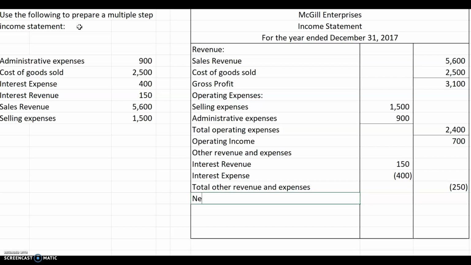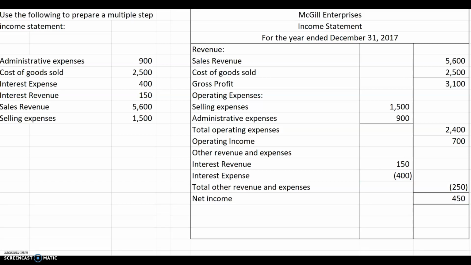And so then we can come to our net income, because we said we're not going to be doing the income before taxes and income taxes. We are going to skip that step. So $450 would be our net income.